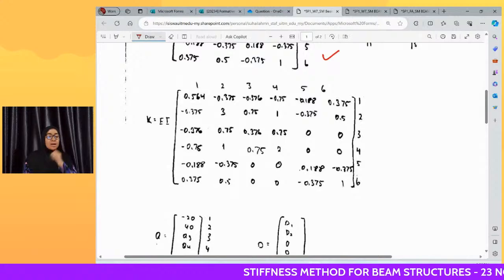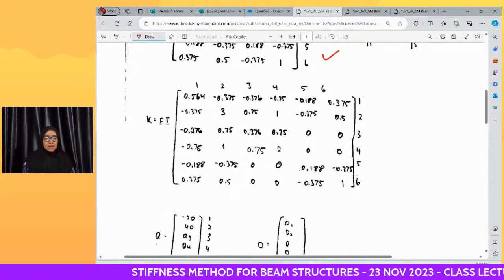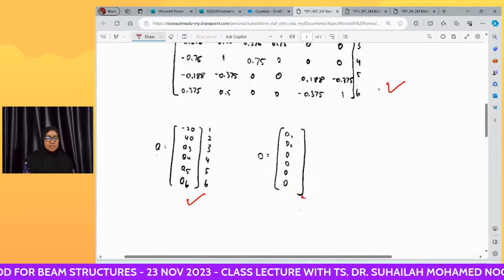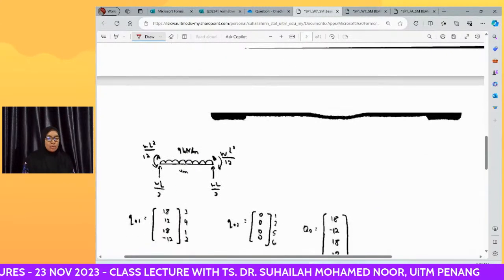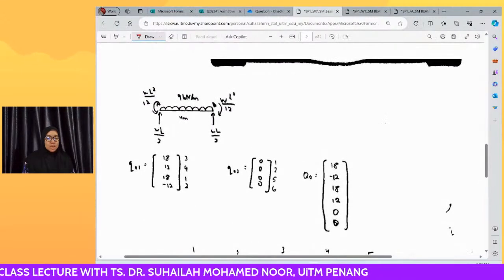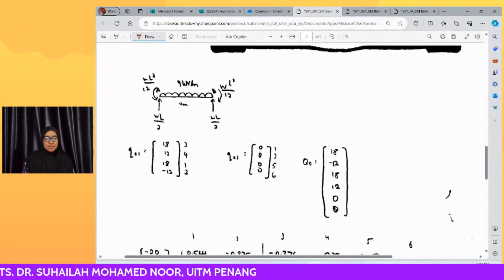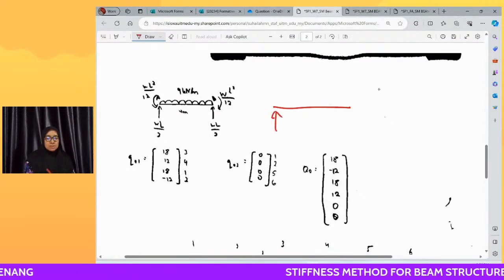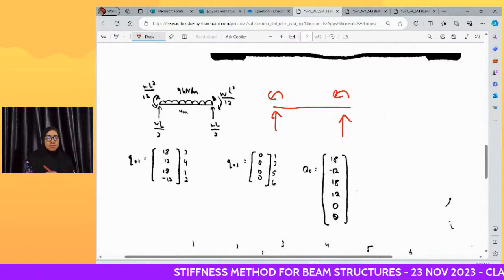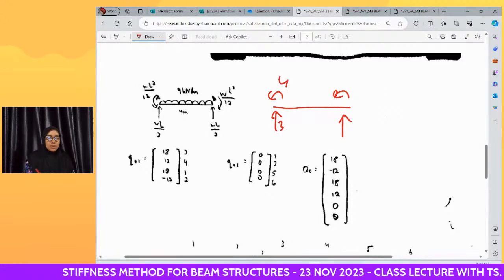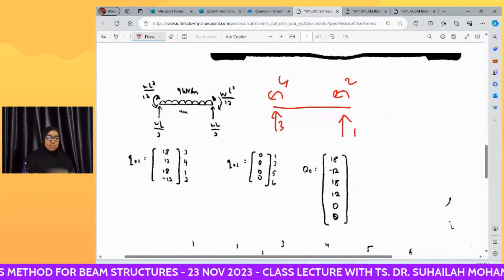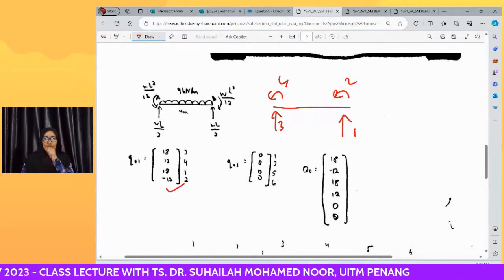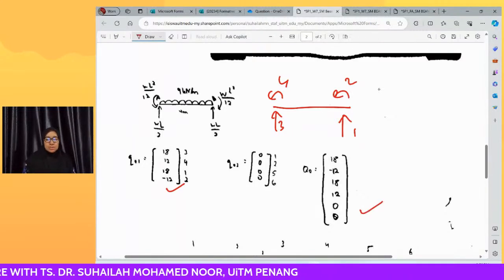So this is the structure stiffness matrix, 6 by 6 matrix. For Q, this is correct. For D, this is also correct. For the equivalent element nodal forces, 3, 4, 1, 2, and 3, 4, 1, 2. So, one negative at position 2. So, this one.